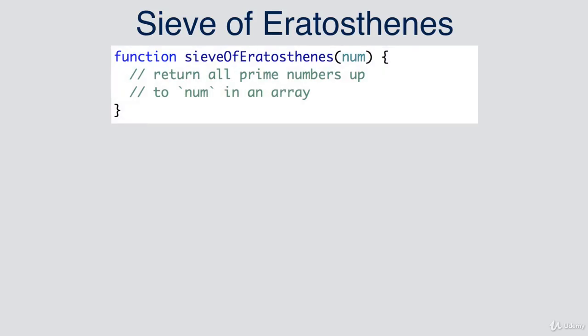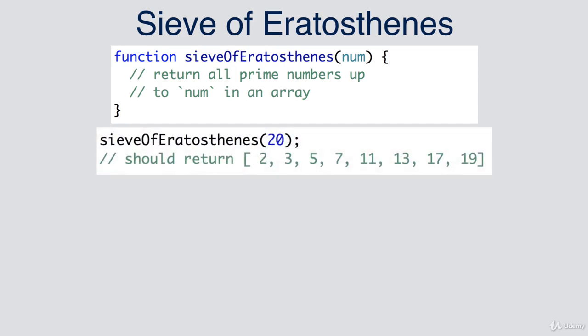The next algorithm that we are going to build is called the Sieve of Eratosthenes. The purpose of this algorithm will be to find all of the prime numbers up to a given number. So, as an example, if we enter the number 20 into our Sieve of Eratosthenes algorithm, we should get an array returned that contains the numbers 2, 3, 5, 7, 11, 13, 17, and 19, because those are all the prime numbers from 0 to 20.